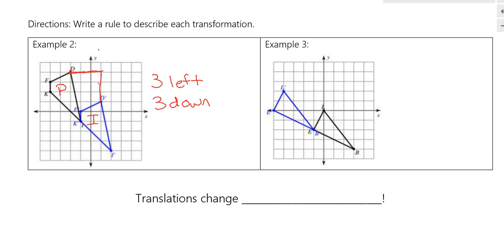Same thing here. Which one's my pre-image? Which one's my image? Start here. 1, 2, 3, 4 left. 1, 2 up. Why did I say left here? I very much apologize. I don't know my directions, obviously. That's 3 right and 3 down. This one is 3 left and 2 up.